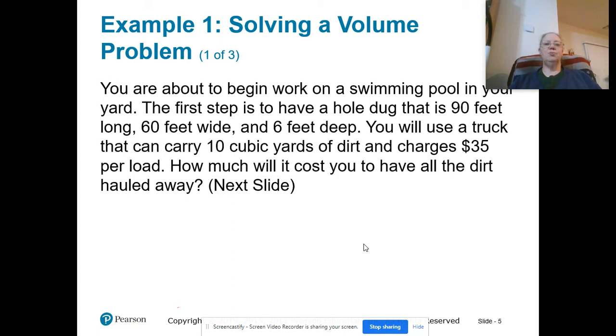You are about to begin work on a swimming pool in your yard. The first step is to have a hole dug that is 90 feet long, and 60 feet wide, and 6 feet deep.